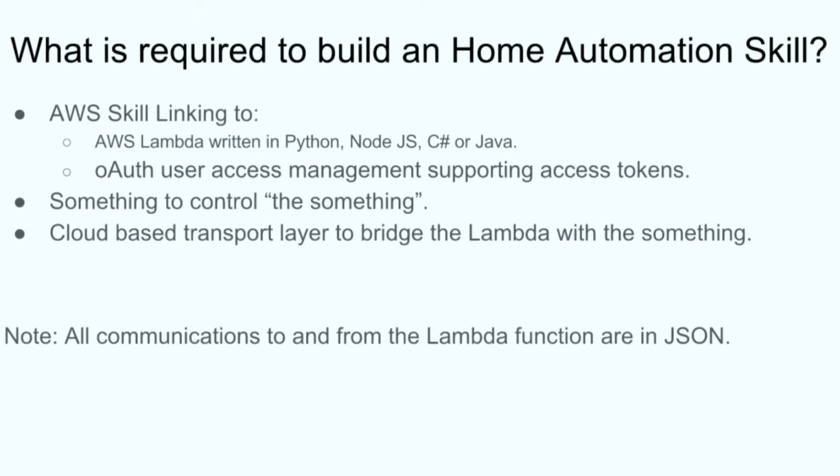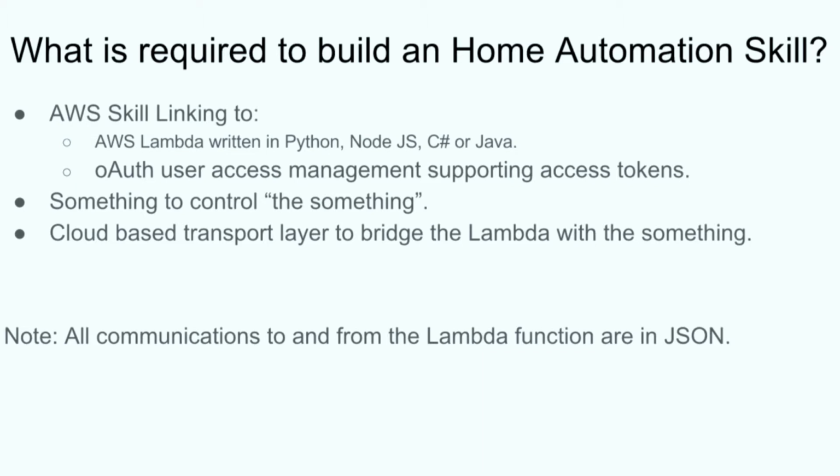So you're going to need a Lambda, which means you're going to write it in Python, Node.js, C# or Java. I do not recommend C#. It takes way too long to operate. You also need an OAuth user access management system supporting access tokens, which is how you tie your Amazon Echo over to whatever account that you have.